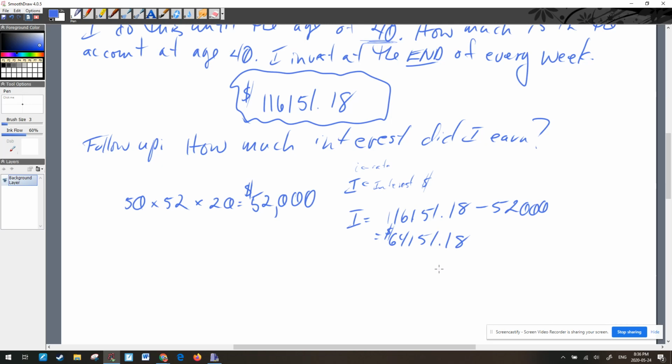There's the concept of time value of money. Money grows. The earlier you do it, the better it grows. The best time to start investing was 10 years ago. The next best time to start investing is right now, right?